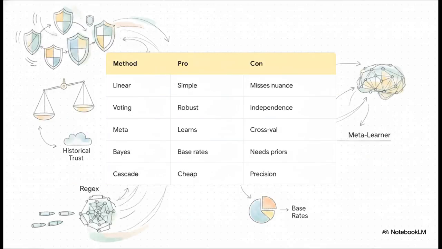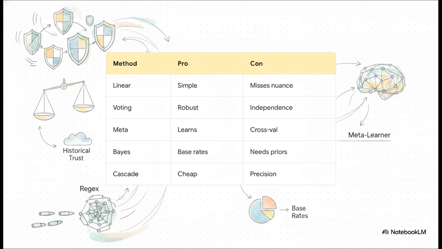But here's the thing. No single guard, no single detection method catches absolutely everything. So they have to team up using ensemble scoring. They use a bunch of diverse methods to combine these independent scores. They might use a weighted linear combination that blends scores based on historical trust, or majority voting, which is just a pure head count. Sometimes they use learned stacking, where a meta-learner decides which specific detector to trust, or Bayesian updating to handle the base rates of attacks perfectly.